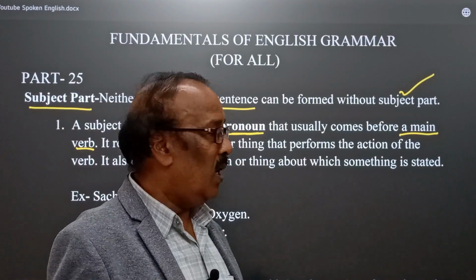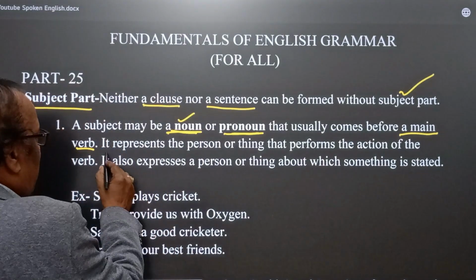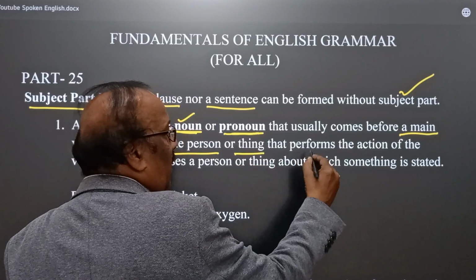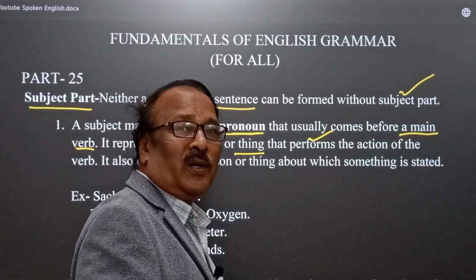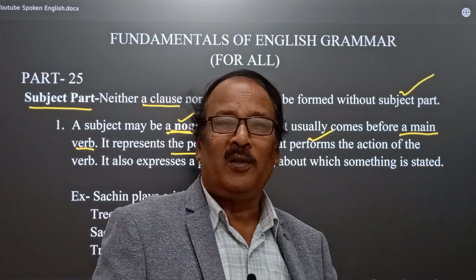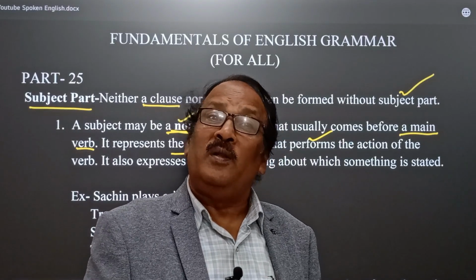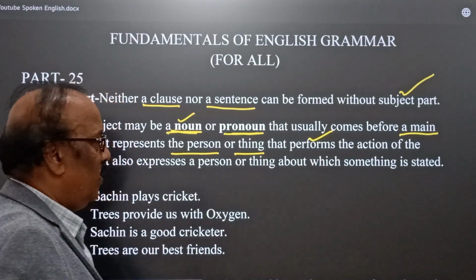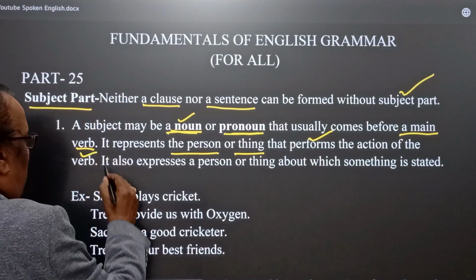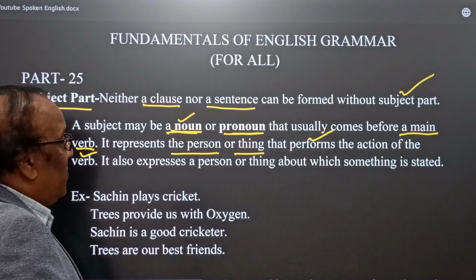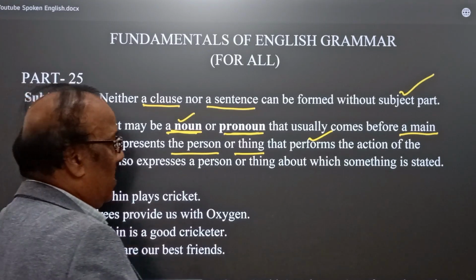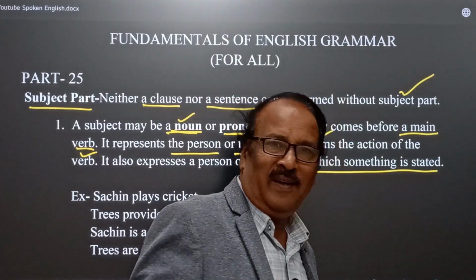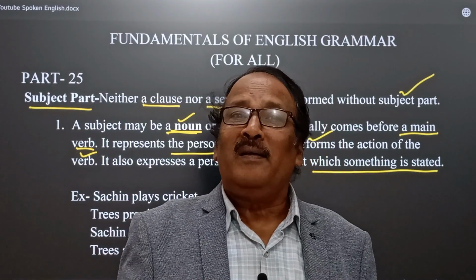It's very natural. And here we find it represents the person or thing that performs the action. Person or thing that performs the action. So here we offer the verb, action of the verb. Attention, action of the verb. It also expresses a person or thing about which something is stated.